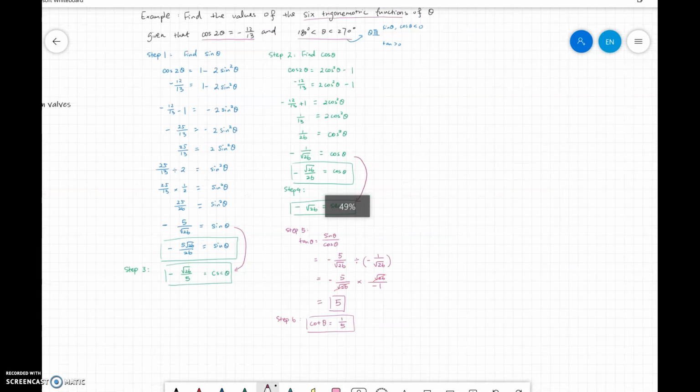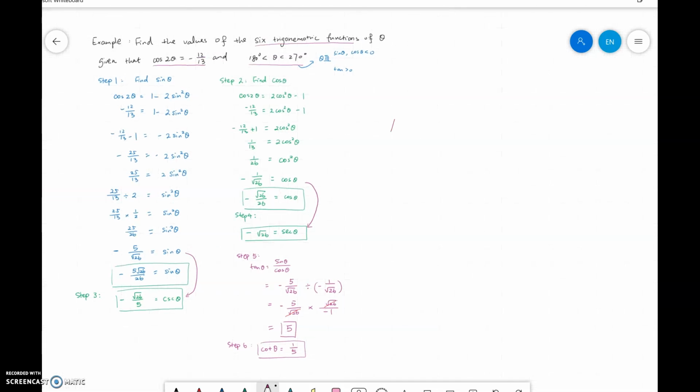So as a conclusion, the answers are: sine of theta equals negative 5 square root 26 over 26. Cosine of theta equals negative square root 26 over 26. Cosecant of theta equals negative square root 26 over 5. Secant of theta equals negative square root 26. Tangent of theta equals 5. Cotangent of theta equals 1/5.